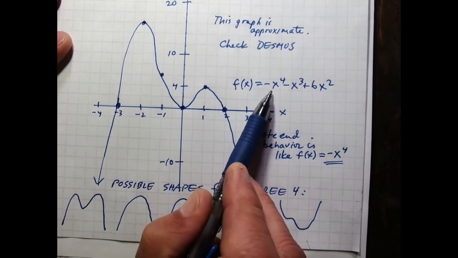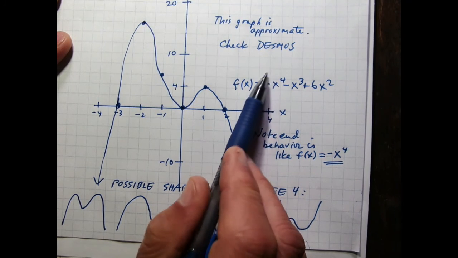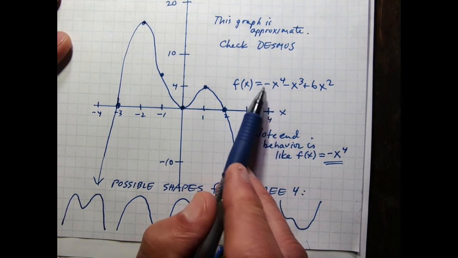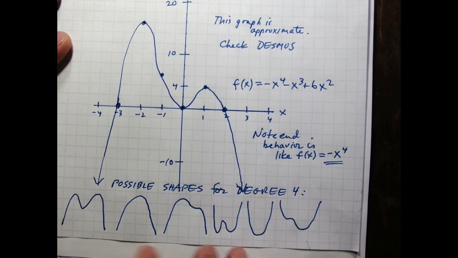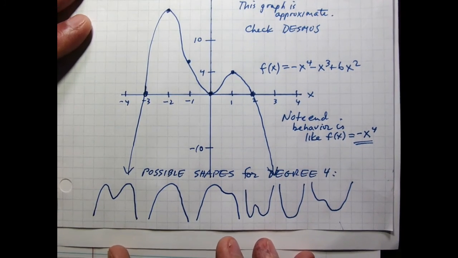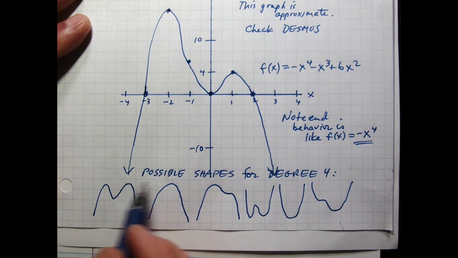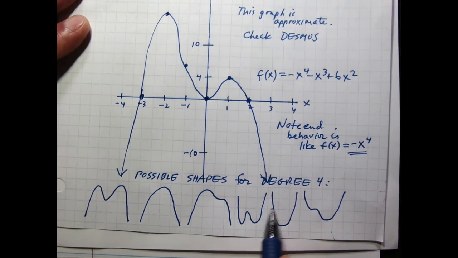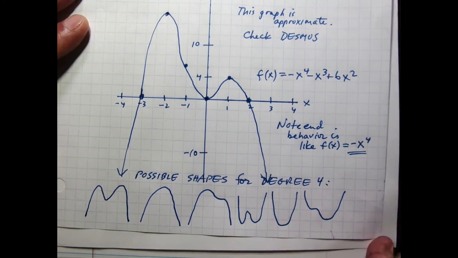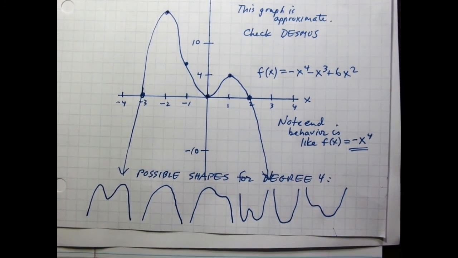It's going to turn out that that term of highest degree determines the end behavior of the whole function. And for any fourth degree polynomial, the end behavior is either going to be like minus x to the fourth or like plus x to the fourth. So I'll stop there, and then we'll summarize all this we've discovered so far in the next video.